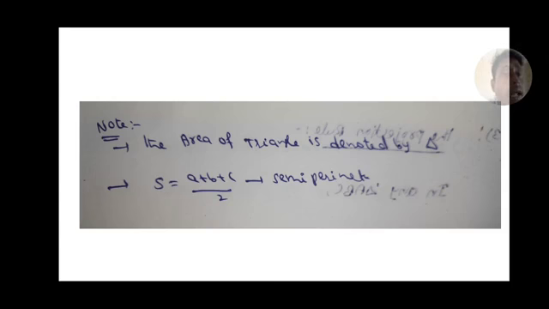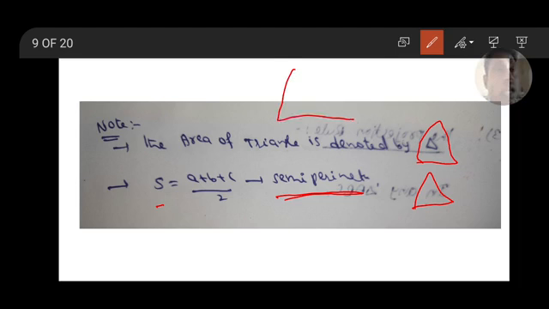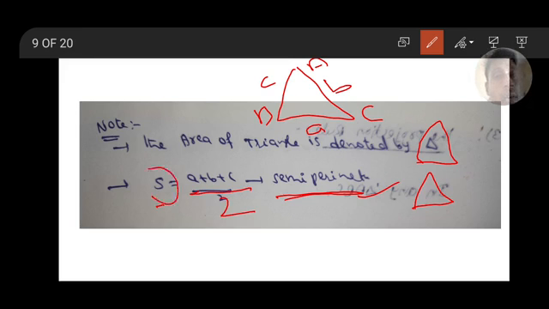The area of a triangle is denoted by delta. And S equals a plus b plus c by 2, called the semi-perimeter. Suppose capital A, capital B, capital C are the angles of the triangle, the length of the side opposite A is small a, opposite B is small b, and opposite C is small c. Then a plus b plus c is the perimeter. Dividing by 2 gives the semi-perimeter of a triangle, denoted by S. S equals a plus b plus c by 2.